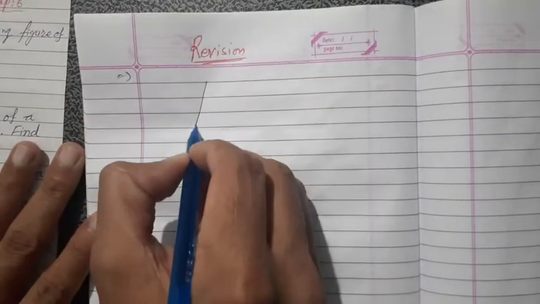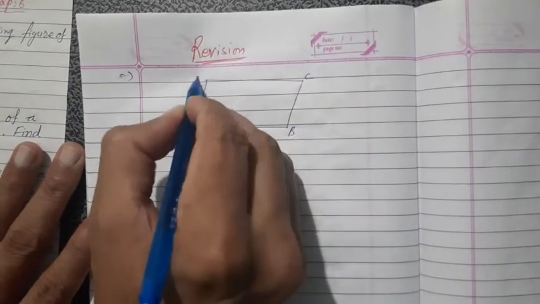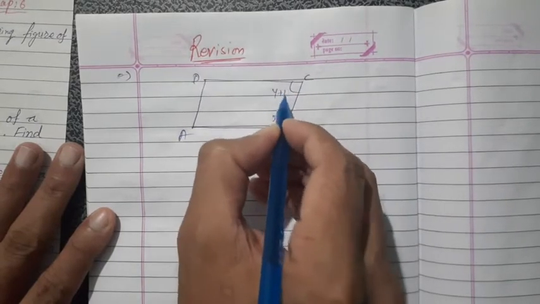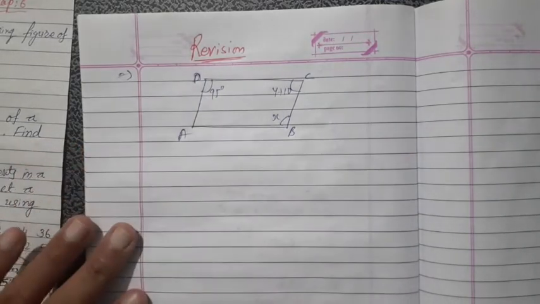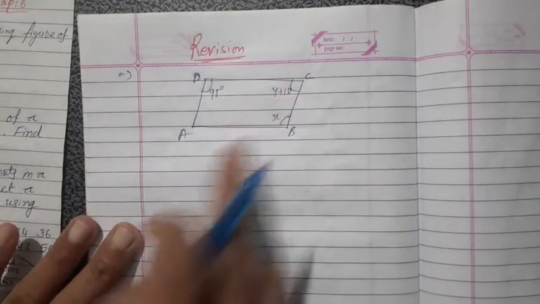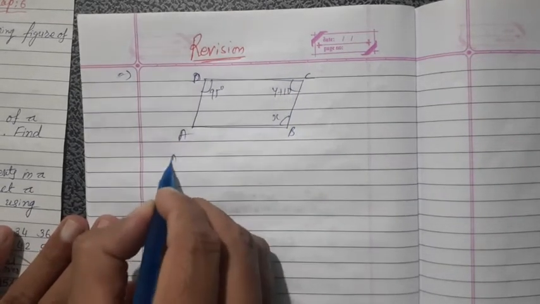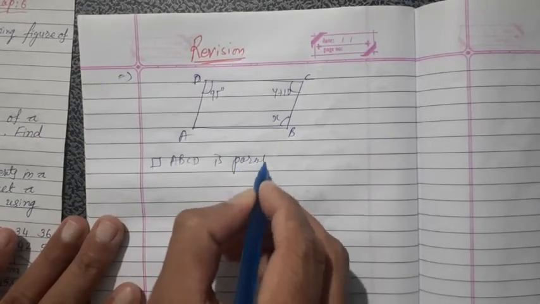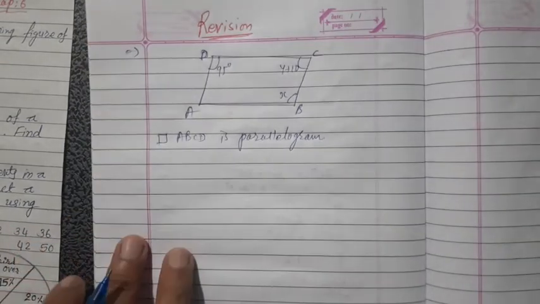Okay, so look, first one. In that, ABCD is a parallelogram. Angle B equal to x, angle C equal to y plus 10, and that is 95 degrees. Now ABCD is a parallelogram, so write down here ABCD is a parallelogram. Now the property of parallelogram.